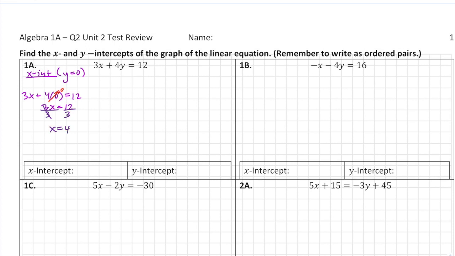Now, to get full credit, you remember that we need to write our intercepts as ordered pairs. I found my x, it's 4, and I remember we said our y was equal to 0. So as an ordered pair, that would be 4, 0, since remember the first letter in our parentheses, or an ordered pair, would be x, and that one would be y. So this one here is 4, 0.